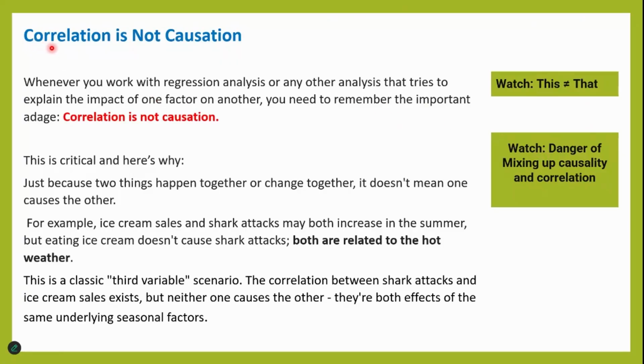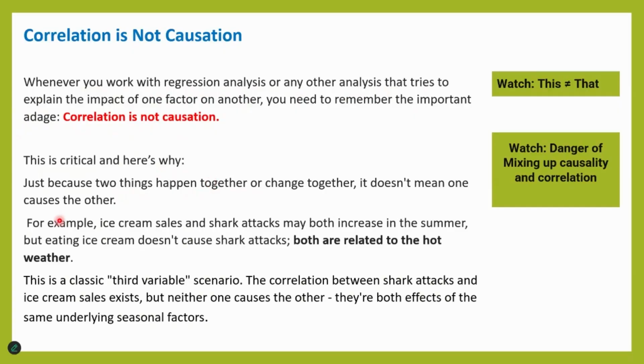And you want to remember this: correlation is not causation. Whenever you work with regression analysis or any other analysis that tries to explain the impact of one factor over another, remember the saying that correlation is not causation. Here is why. Just because two things happen together, just because sales of ice cream and shark attacks happen together, it doesn't mean one caused the other. For example, ice cream sales and shark attacks may both increase in summer, but eating ice cream does not cause a shark attack. Both are related to hot weather.